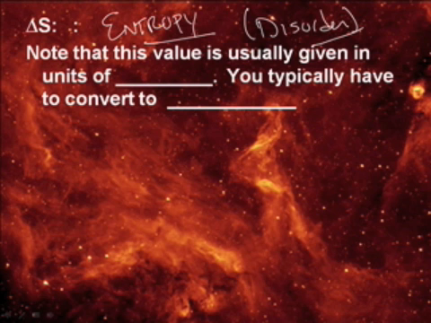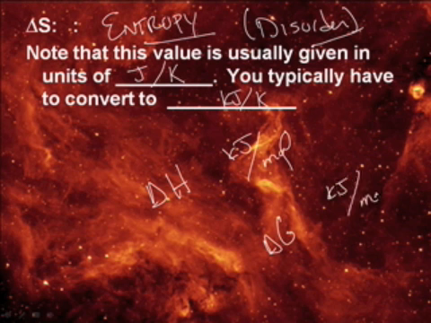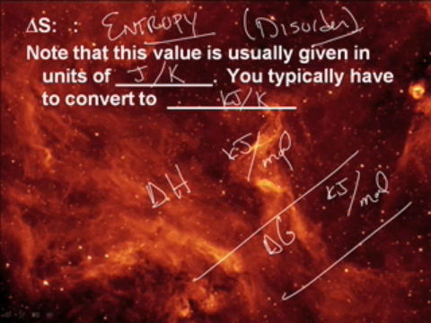Now, something very important about delta S. The units must always be what? Usually given in joules per Kelvin. You have to convert those to kilojoules because delta H and delta G usually show up as kilojoules. Delta H is kilojoules per mole, and delta G is kilojoules per mole. And if you have your book open to page A21, which has the table of thermodynamic quantities, you will discover that they are in joules per Kelvin right here. And so you want to watch that.